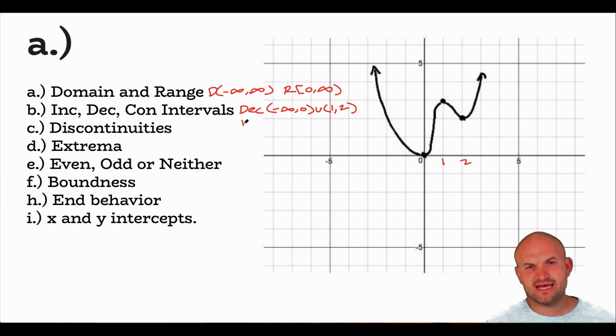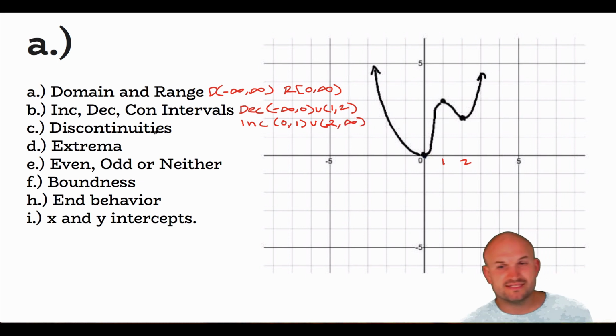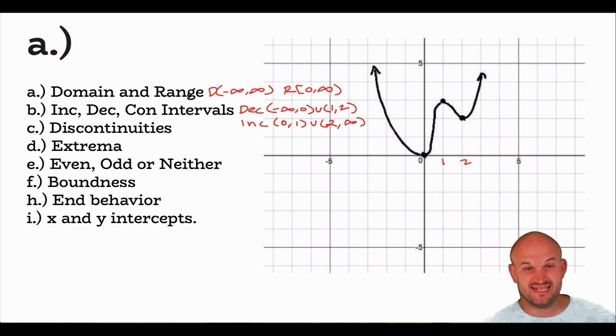And then we can see that it is increasing. We can see that's increasing from the point 0 to 1. And then from 2 to infinity. All right, discontinuities. There are no discontinuities. It is a continuous function. So I'm just going to write none.